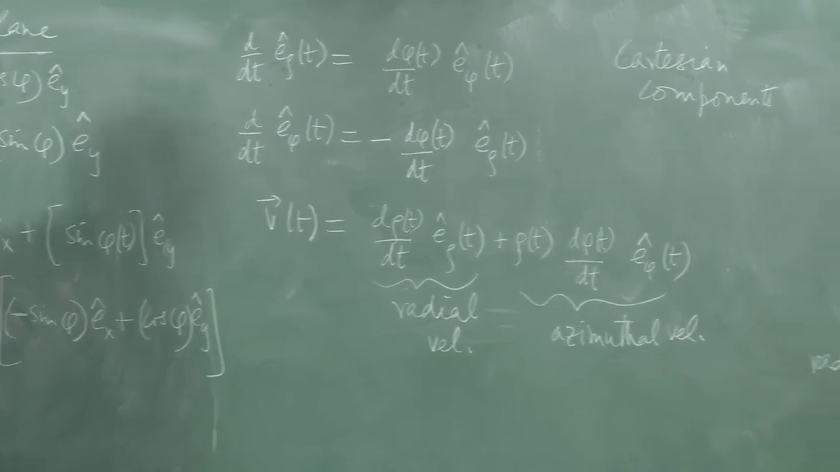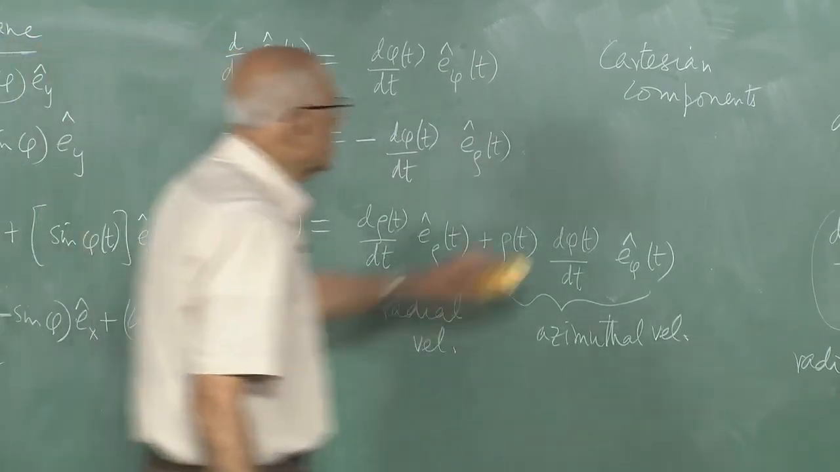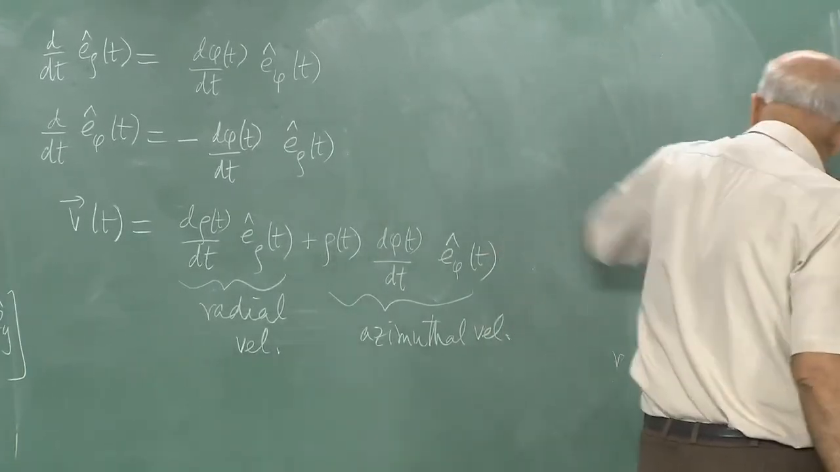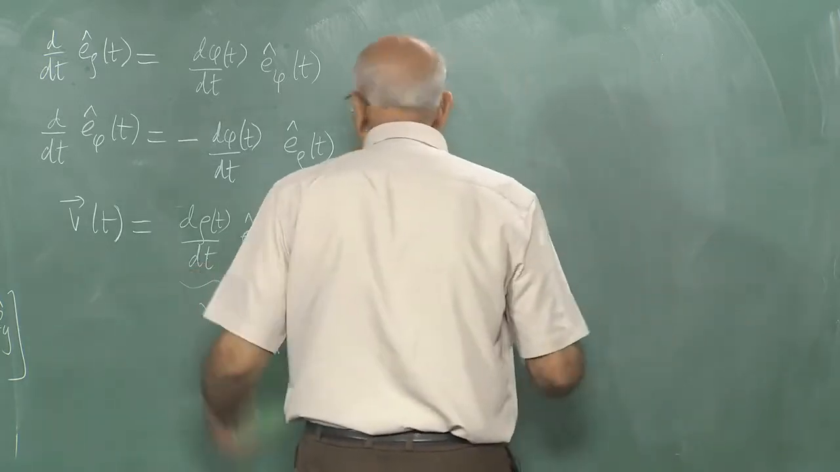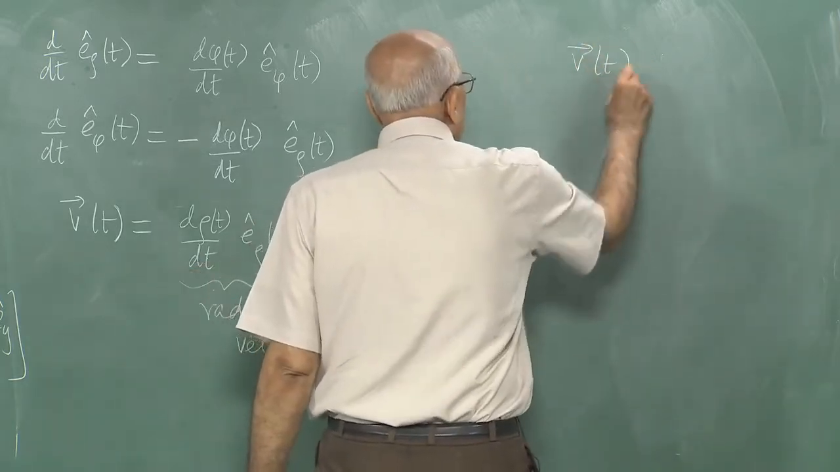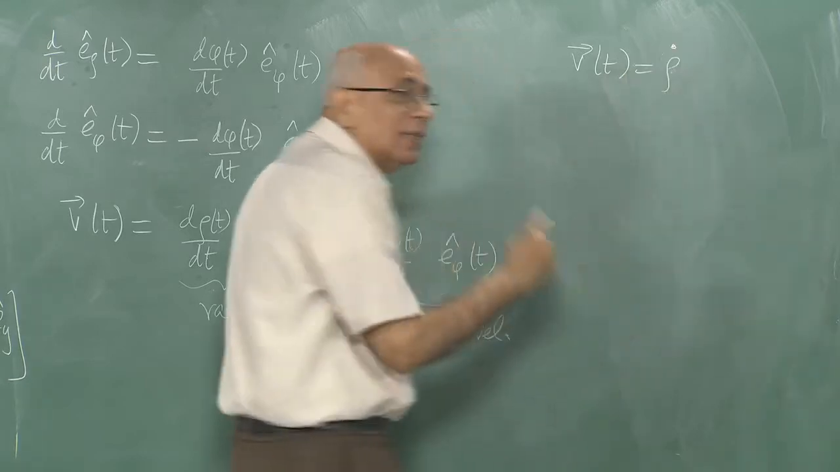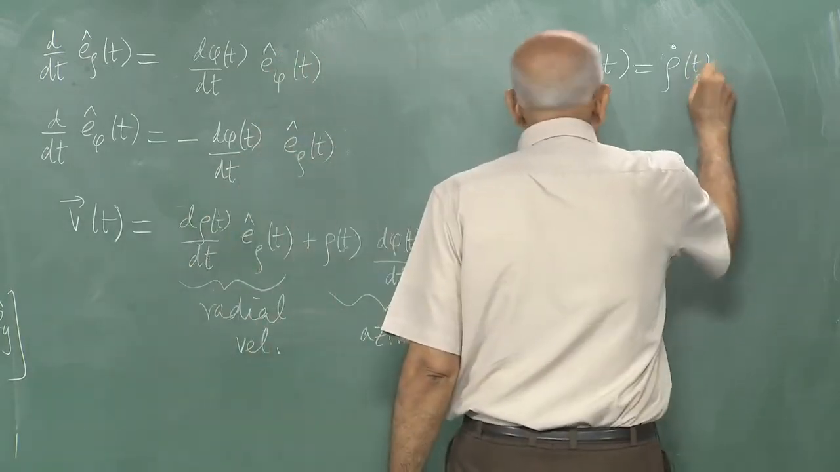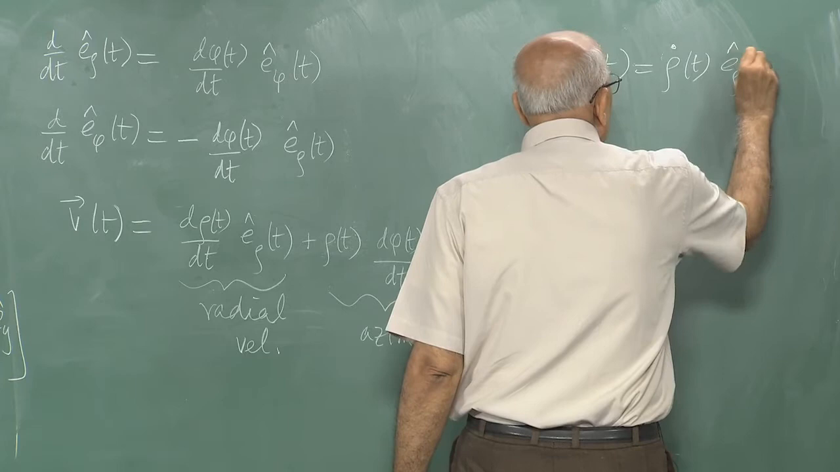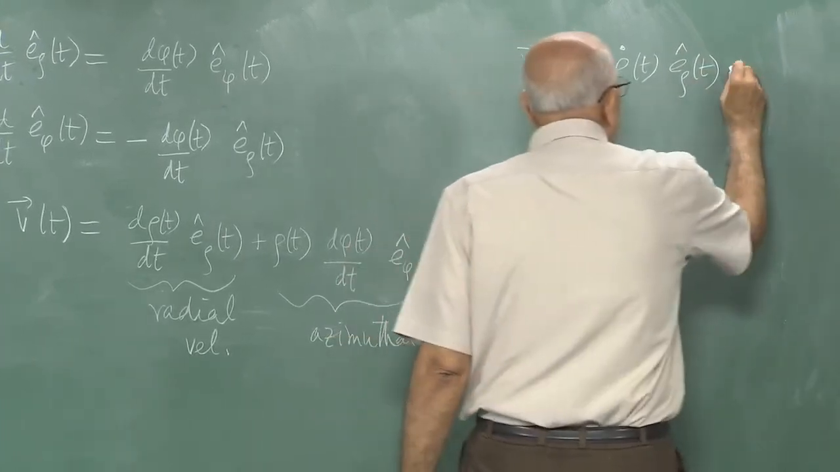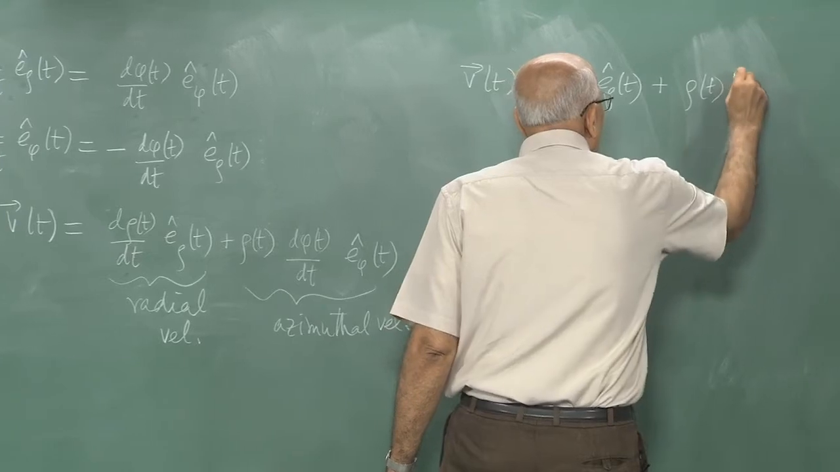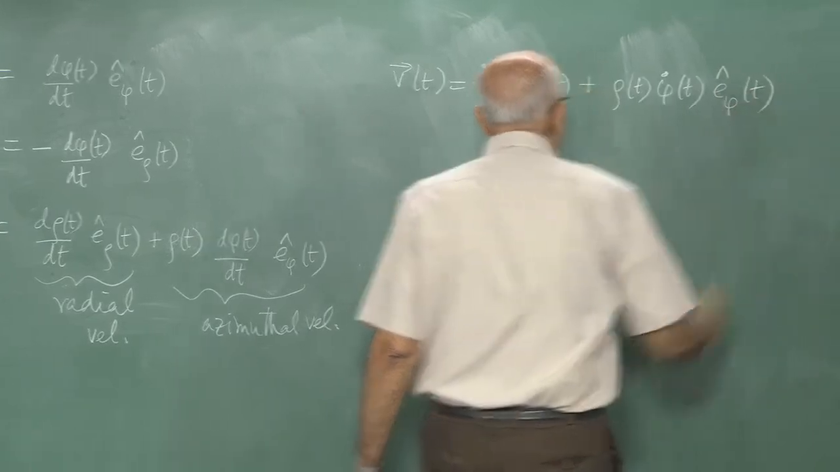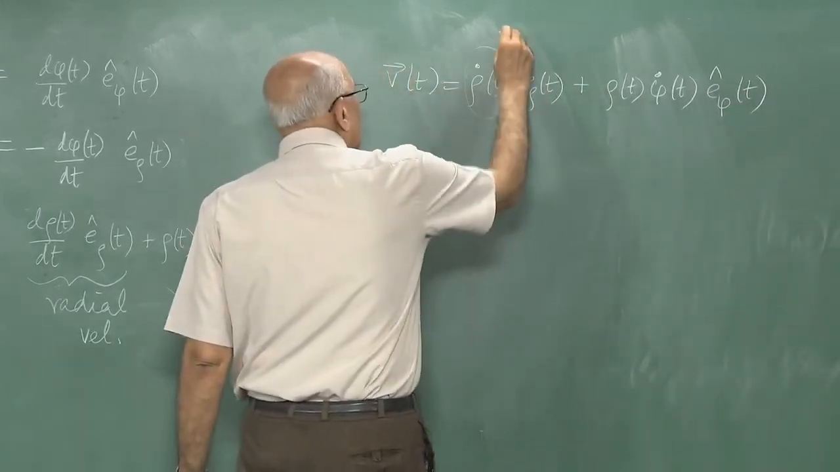Okay. But we can do a little more physical identification here. You can see that what's really happening is that if I call this V sub rho, it says V of t equal to, let us put dots to tell us where the time derivatives are going in. So there is a rho dot as a function of time, of course, and then E rho of t plus rho of t phi dot of t E phi of t. And this quantity here is what I call the radial velocity.